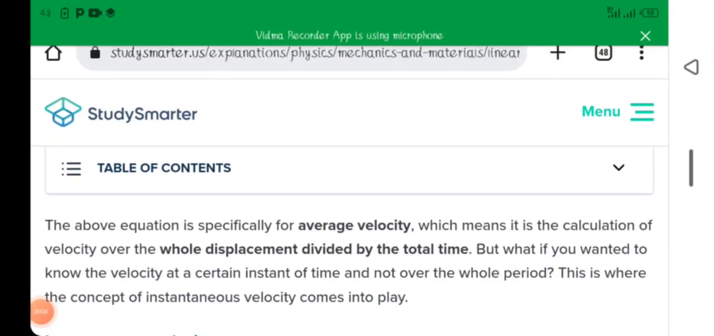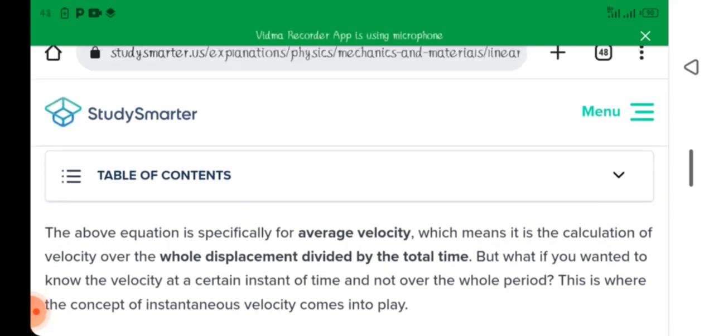Hi guys, we'll be going over linear motion this morning, and it's a very important topic because motion questions are asked in almost every exam that involves physics. So before we start, what do you understand by linear motion?